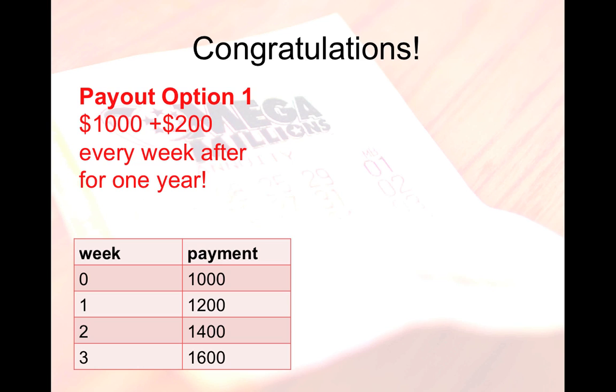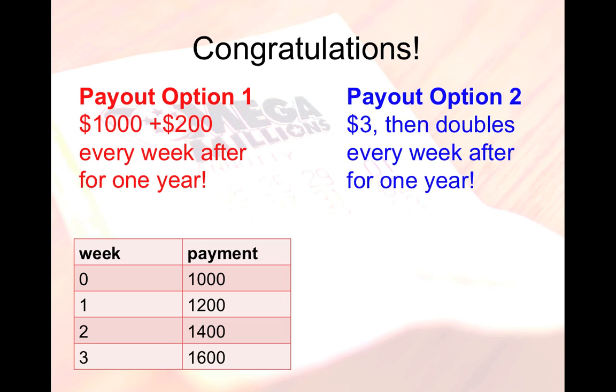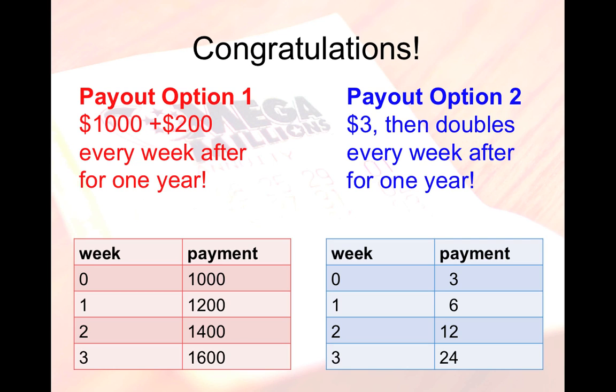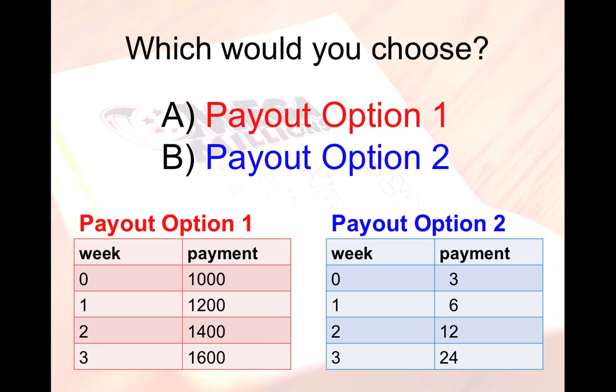With your second payout option, you'll only receive $3 the first week, but the amount you receive is going to double every week after that. So initially you'll receive $3, in the next week $6, in the next week $12, and so on. Which option would you choose?